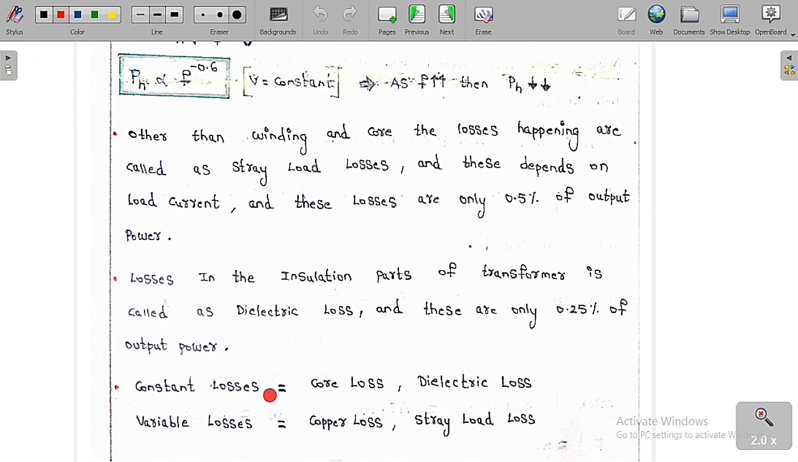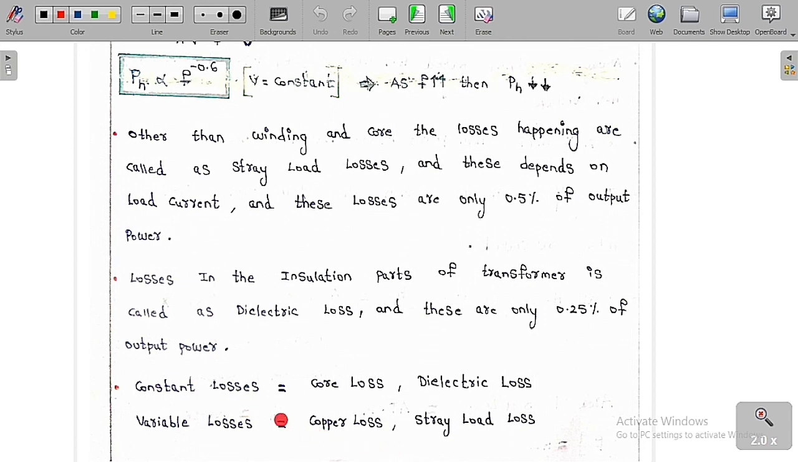So constant losses are always the core losses and the dielectric losses, because these do not depend on the load current, whereas the variable losses are the copper losses and stray losses, because these two depend on the load current. So whenever the load varies, the load current varies. Therefore, these losses also vary, and because of this reason, we call them variable losses.